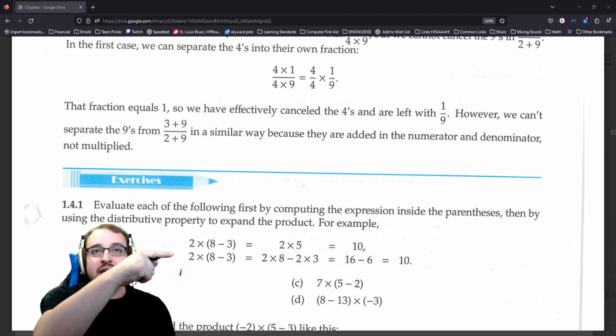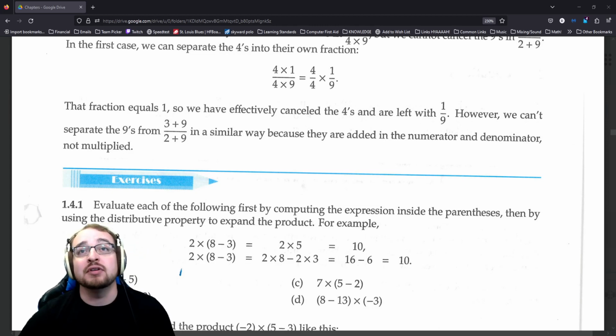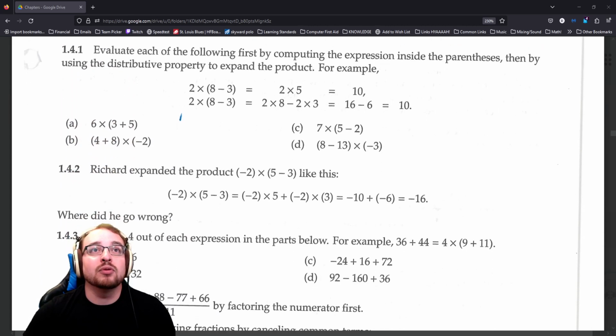So instead of thinking I have 5 2's and that's 10, they said I have 8 2's minus 3 2's. So of course, if I have 8 of something and I take away 3 of it, I'm left with 5. In this case, I have 8 2's minus 3 2's, and so that's going to get me 5 2's, which is also 10. Or 16 minus 6, right? 8 2's is 16, 3 2's is 6, 16 minus 6 is 10. So we have options. They want us to do it both ways.